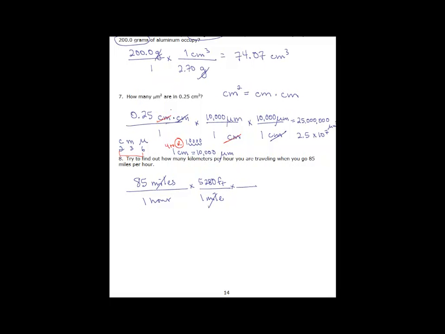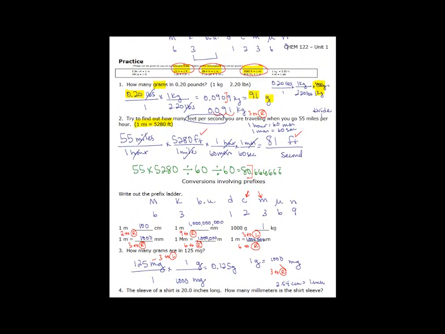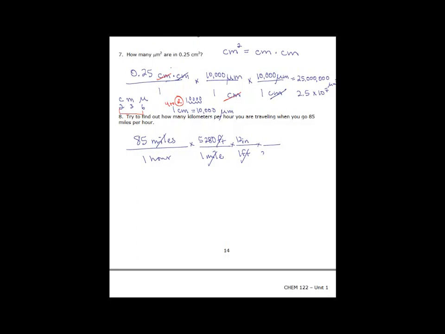So that cancels that out. And then 1 foot is 12 inches. And then the other conversion factor that we're going to use on that page, 1 meter is 39.4 inches. And then we're still not quite there because we need kilometers. So we need to go from meters to kilometers. So 1 meter is how many kilometers?